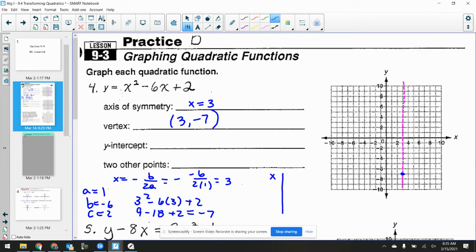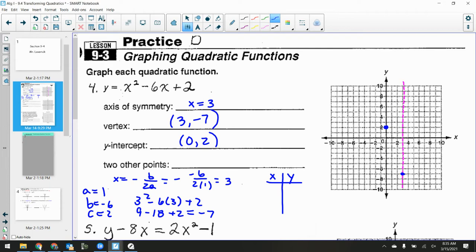Now I have to fill out, oh, not yet. What's my y-intercept, Serenity? 2. Where'd you get that 2? Good. It's just the last number, right? It's the easiest one to find. That's just the last number. I'll write it as 0 comma 2, but you're just fine saying it as 2.